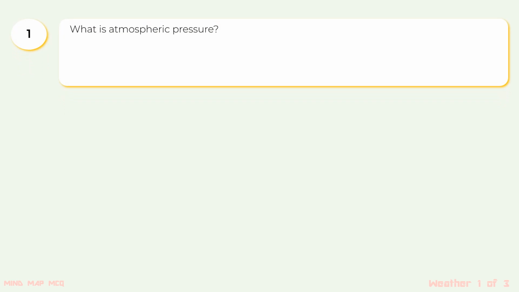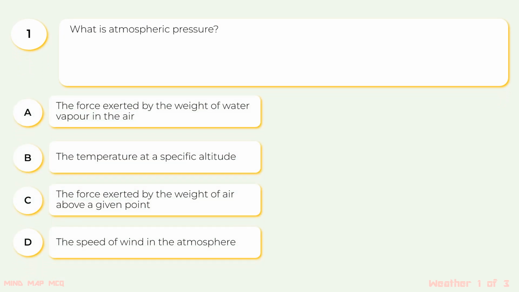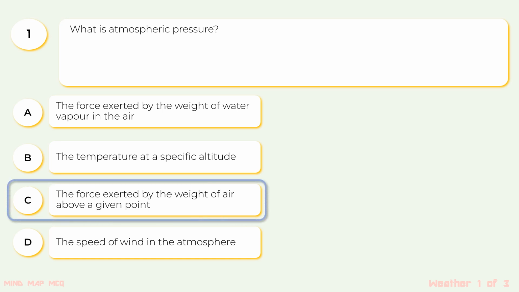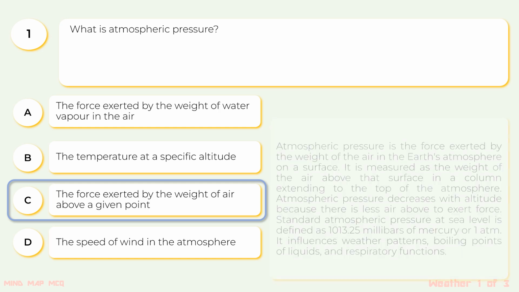1. What is atmospheric pressure? The options are A. The force exerted by the weight of water vapor in the air. B. The temperature at a specific altitude. C. The force exerted by the weight of air above a given point. D. The speed of wind in the atmosphere. The correct option is C. The force exerted by the weight of air above a given point.